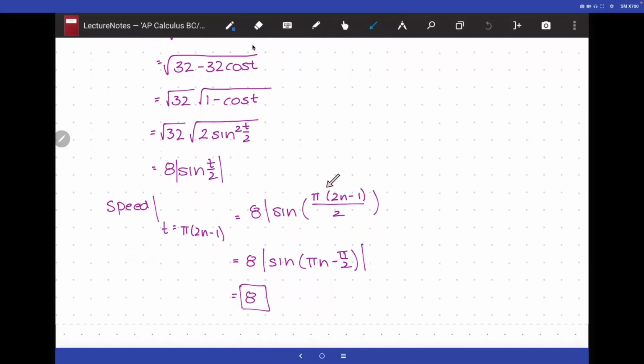Plugging that in and playing around with it, this will end up hitting every time sine is 1. 1 or negative 1? 1 or negative 1, yeah. But either way, you're in the absolute value, so it's going to be 8. Any other questions? Yes, Greg.